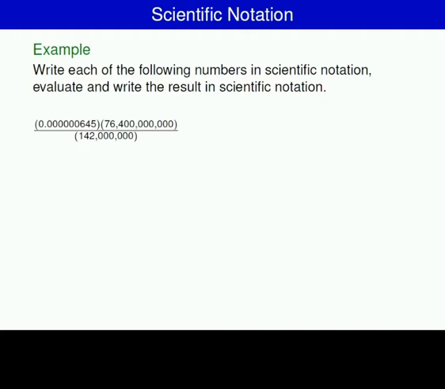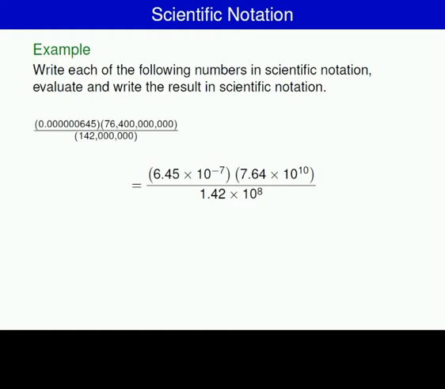So let's take care of the first part. Decimal, bunch of zeros, 645 should be written as 6.45 times the appropriate power of 10, in this case minus 7. 76,400,000,000 can be written as 7.64 times 10 to the power positive 10, and 142 million can be written as 1.42 times 10 to the 8. Now all these three numbers are in scientific notation.